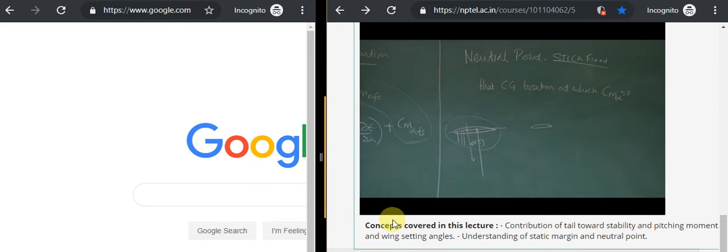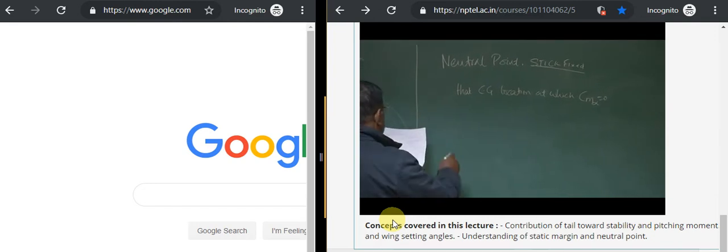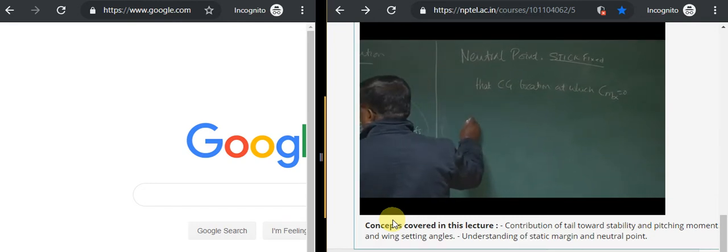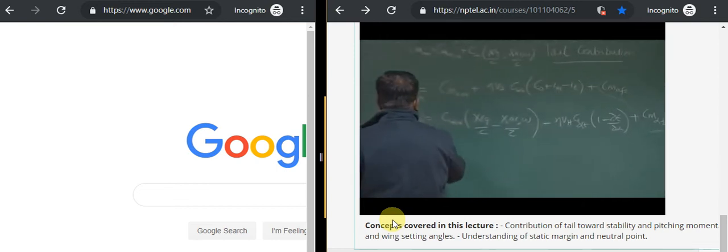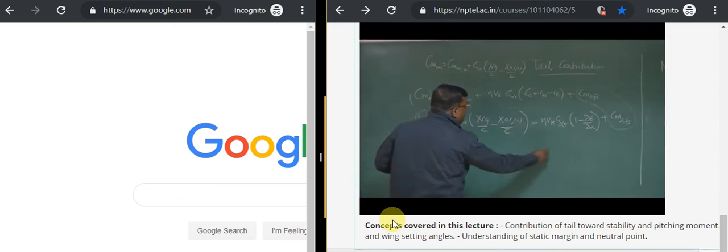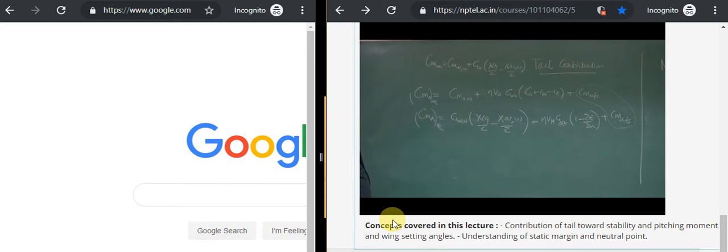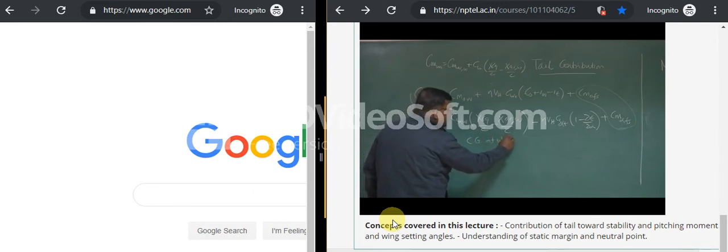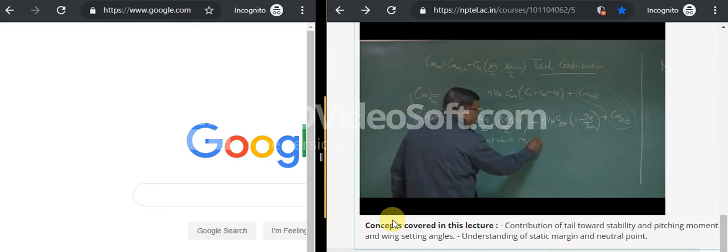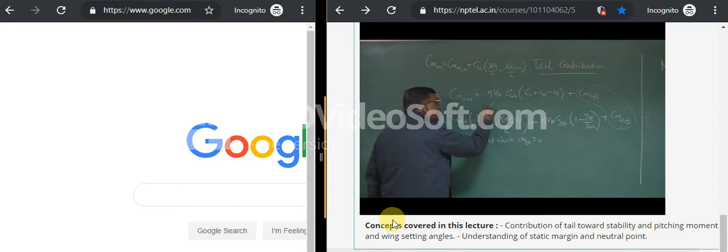So what is that CG location? I am trying to find out. So what I do, I write the complete expression of CM alpha for the whole airplane. We have seen CM alpha is here. Yes, CM alpha for the whole airplane is this one. Now, if I want to find our neutral point, I call it X NP. Then what is the condition? It is that CG location at which CM alpha is 0. So it is that CG location at which this becomes 0.